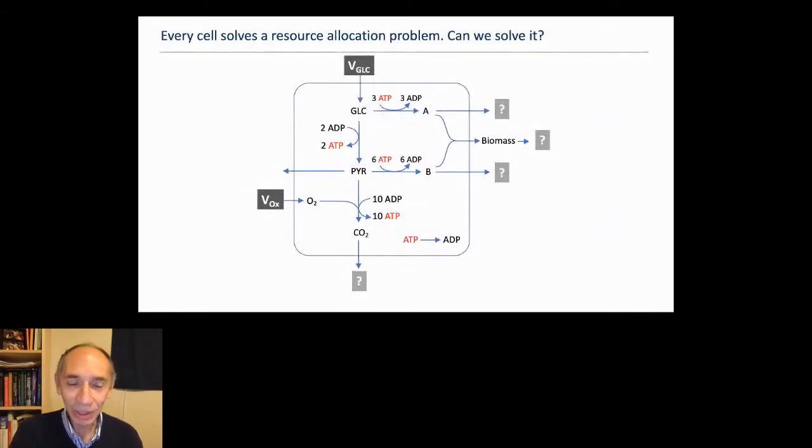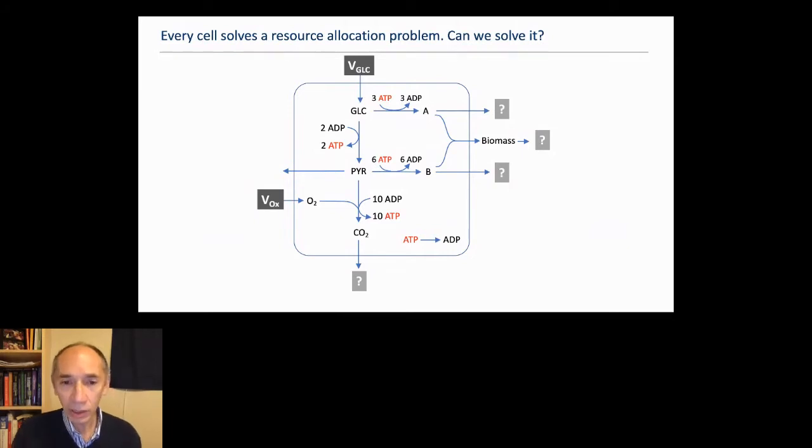What I want to start with is just reminding you that each cell has to solve this very complex resource allocation problem. This is a very simplified toy model representation of what a cell does with pathways that produce ATP from glucose, for example, and then produce different compounds that generate biomass, and this costs some ATP. And even in this super simplified model, it's actually very difficult to manually come up with a strategy for how a cell would optimally allocate resources to produce the right amount of ATP in order to produce the right amount of biomass components to efficiently produce biomass.